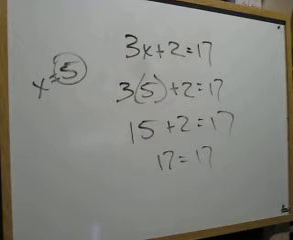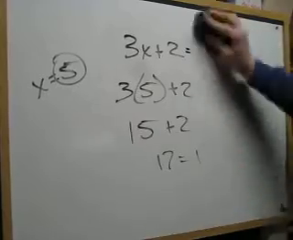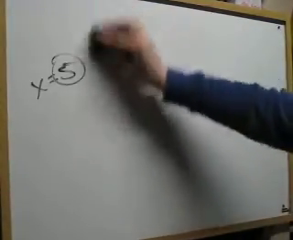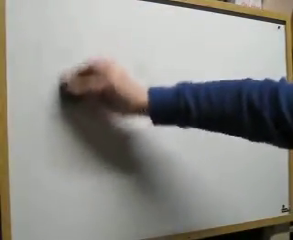So that's a true statement. So x equals 5 is a solution to this equation. And one of the things as you get into algebra, you'll find out that sometimes there's more than one solution. Sometimes there's an infinite number of solutions, meaning there are billions and billions of solutions to solve this.